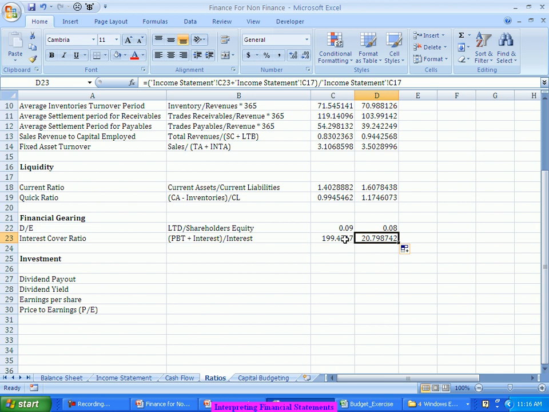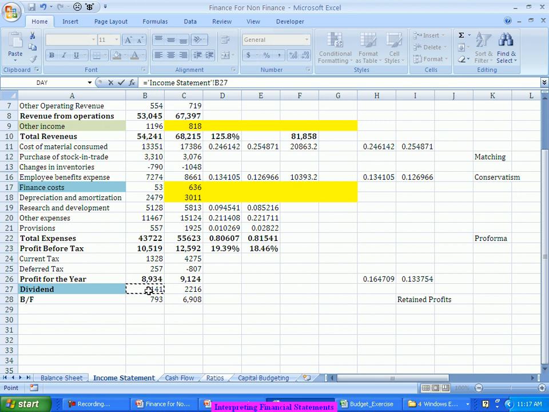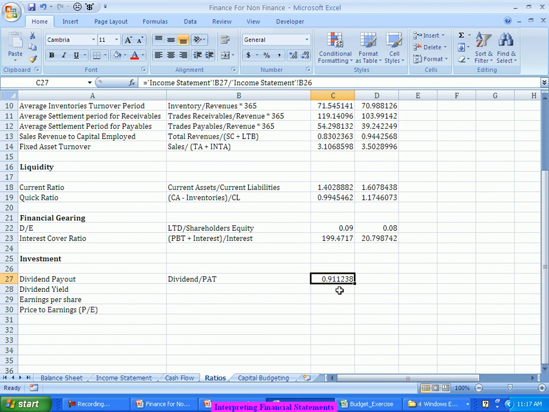And finally, looking at the investment perspective, we are looking at a few things. How much dividend is the company paying? What proportion of its profit is paid in the form of dividend? That is dividend divided by PAT, profit after tax. Out of the profit after tax only, the company is paying the dividend. So last year, they paid almost 91% of their profit in the form of dividend, which means they retained only 9% of the profit.